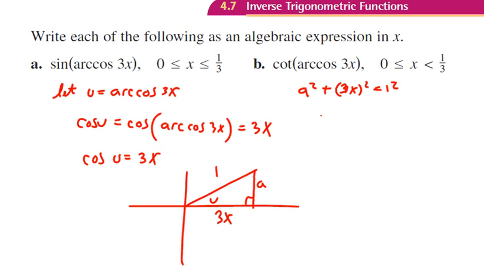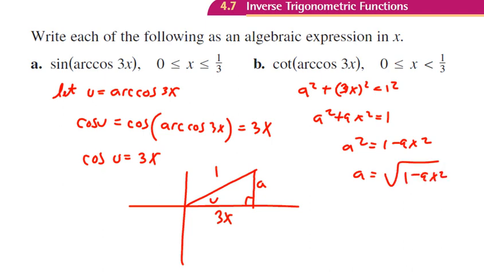So I'm going to get a squared plus 9x squared equals 1. Let's move this over there. a squared equals 1 minus 9x squared. And lastly, I'm going to take the square root. So a equals the square root of 1 minus 9x squared. So that's a right here. So I'm going to go ahead and set that equal to the square root of 1 minus 9x squared.